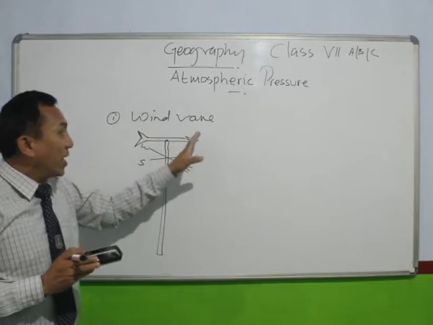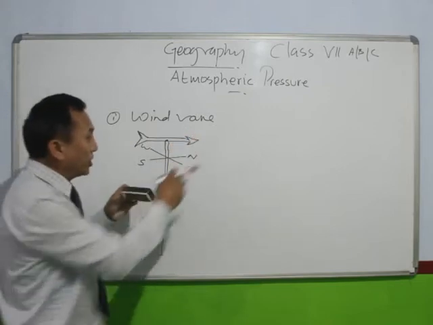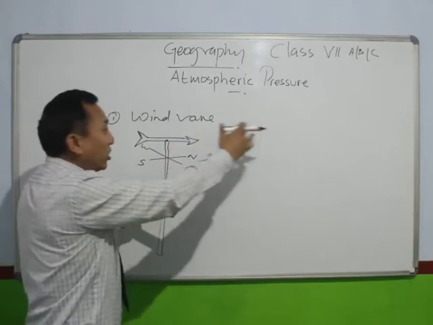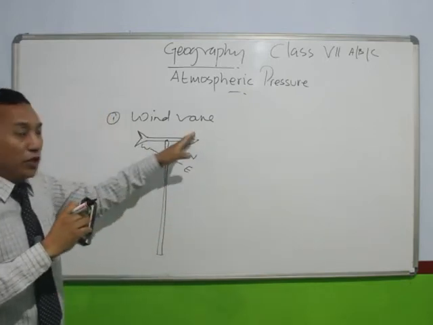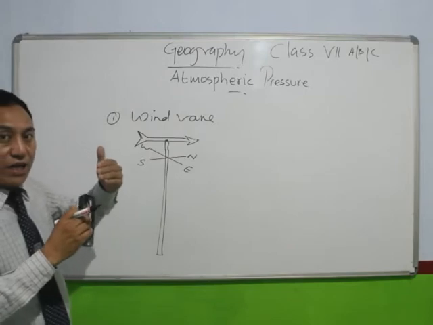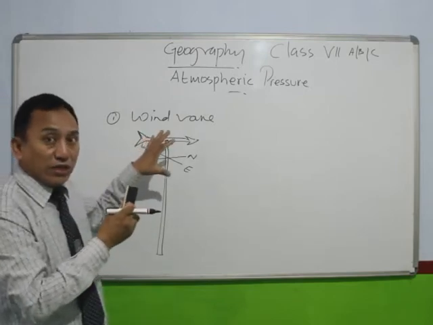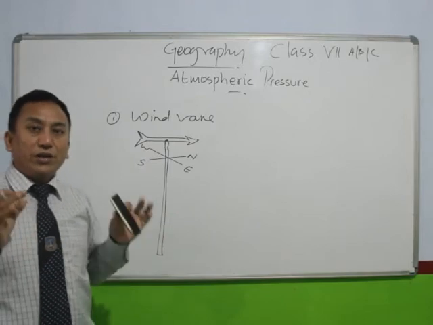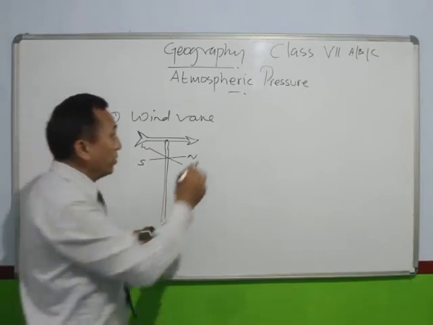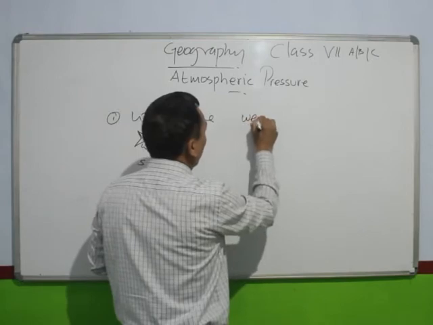And from where do we know the wind blows? We have to see where it is pointing. If it is pointing towards the north, it will indicate that the wind is blowing from the northern side. If the pointer turns towards east, it is from the eastern side that the wind is blowing. So this is how the wind vane will help us to see the direction from where the wind is blowing. Then we also have what is called a weathercock.